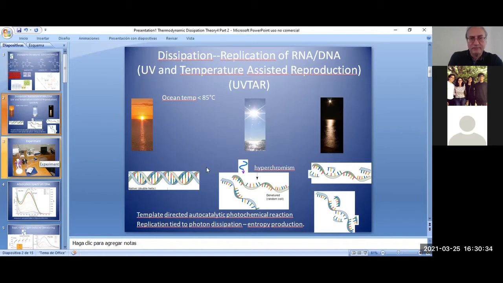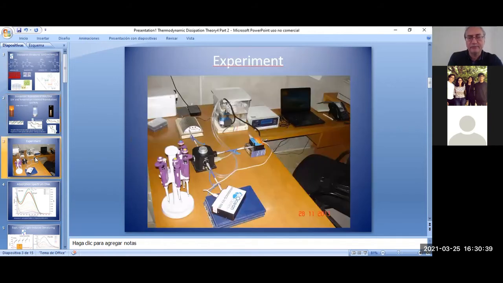Okay, so this was the theory, and we decided to do an experiment. This is the experiment we did to show that this could happen.